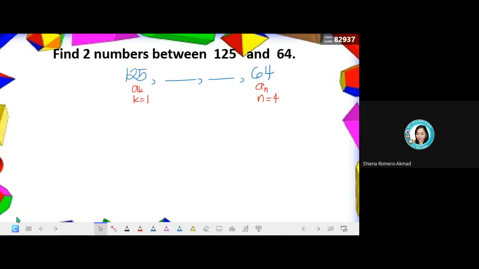Ayan, nawala na nga ako kasi nawala na yung sound ko. Hindi ko alam kung naririnig pa ako sa FB Live. Manood na lang sila.